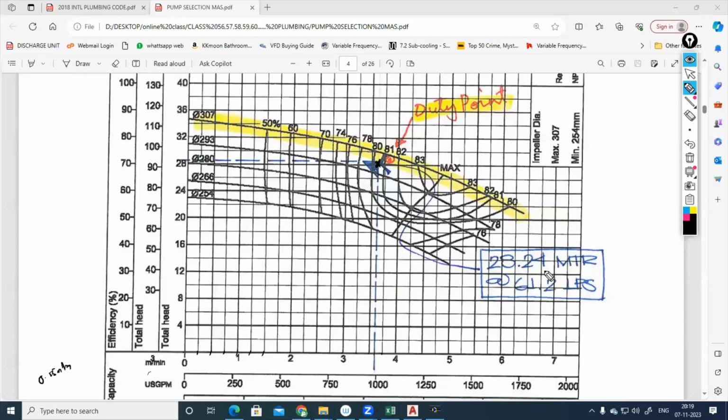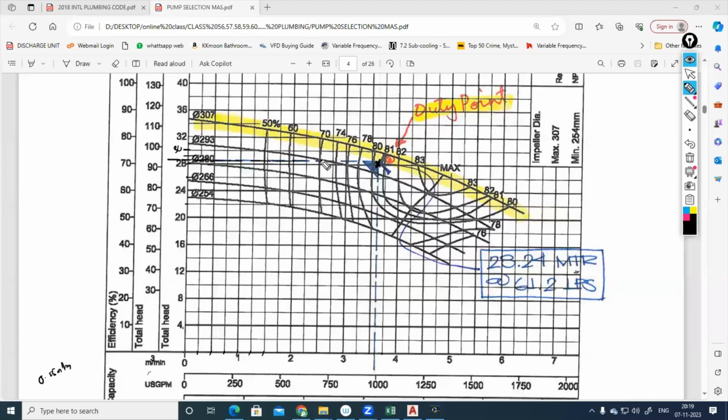And what is our head? 28.24 meter. This is the total head in meters. 4 meter, 8 meter, 20 meter, 22, 24, 26, 28, 30, and 29 meter somewhere there. We need 28.24, so 28.24 will come there.